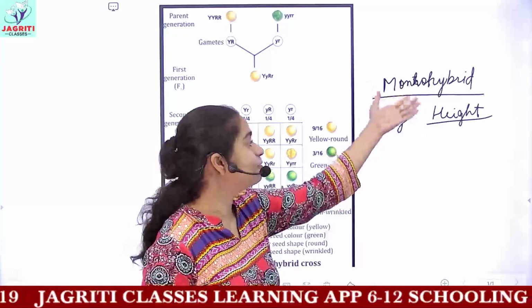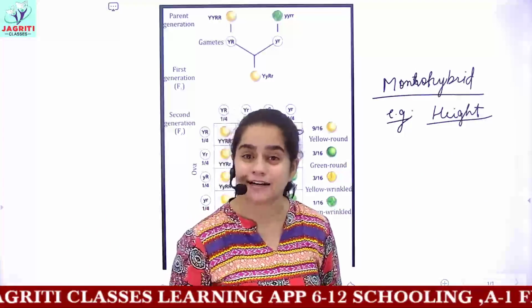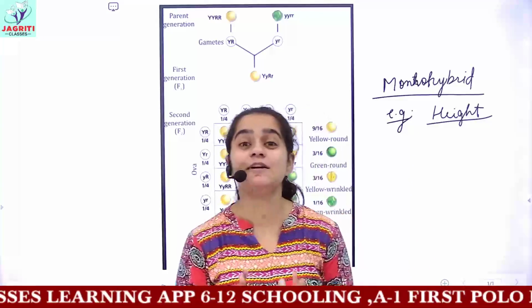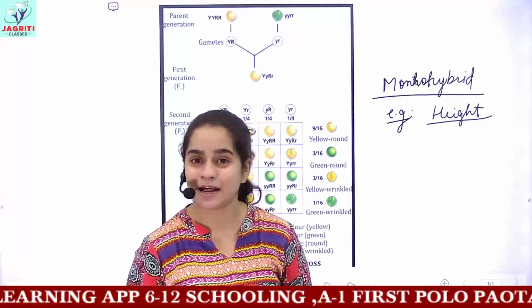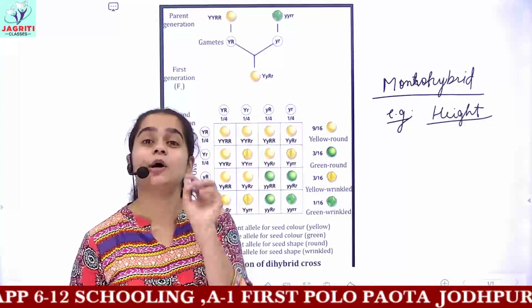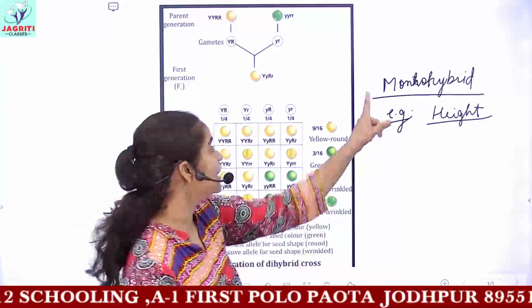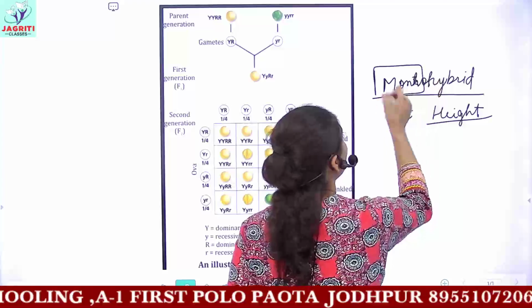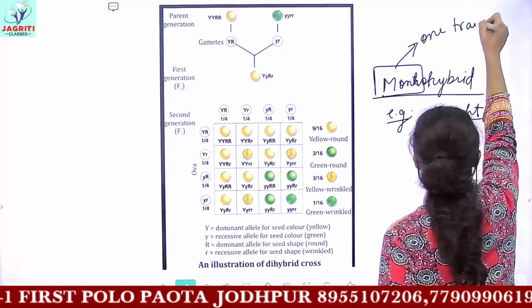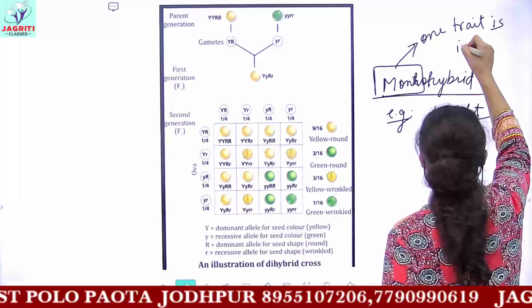Mendel performed his experiments on pea plants, and we discussed that Sir Gregor John Mendel took 7 contrasting traits from pea plant and then he performed these experiments. Whenever he took only one single trait, we call the cross monohybrid. Monohybrid means in which only one trait is involved.